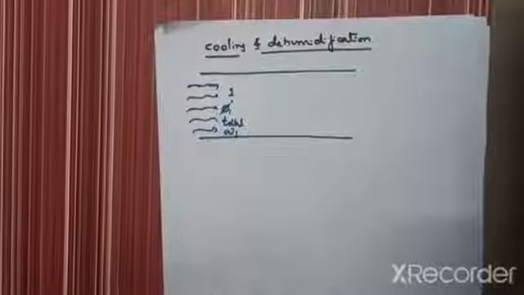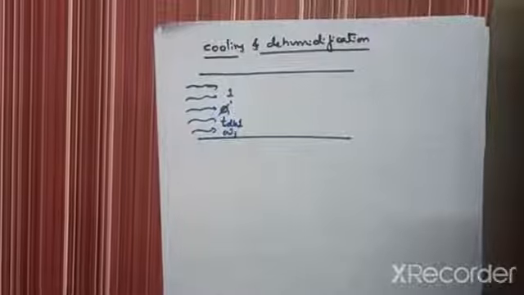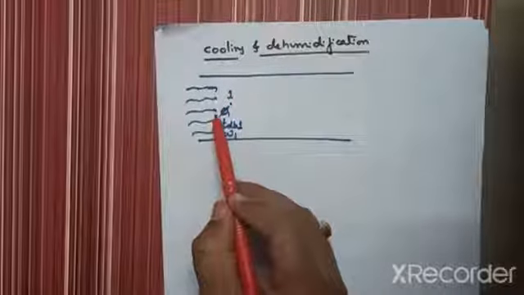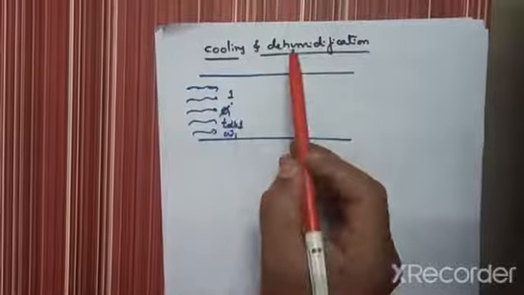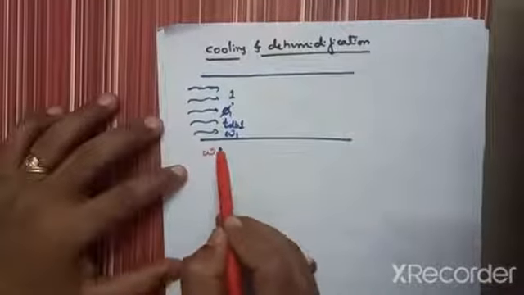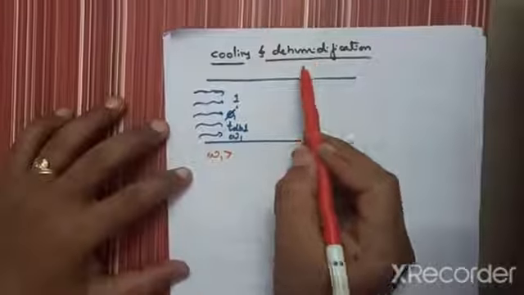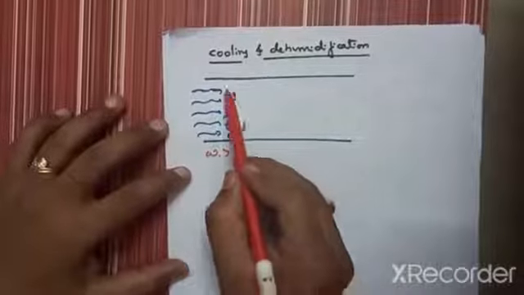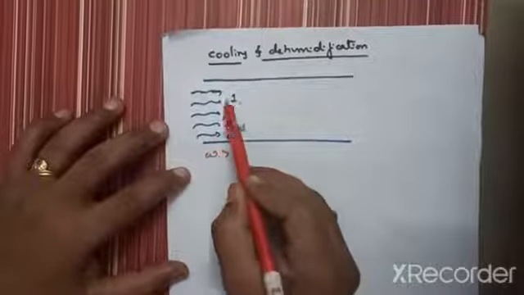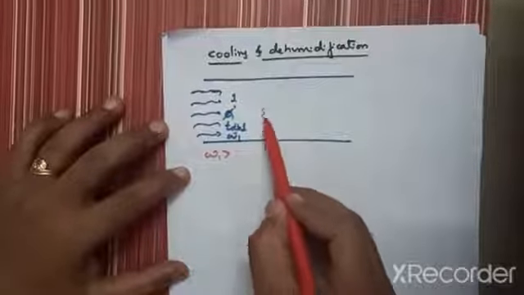Now to remove the water content, that is called dehumidification process. Here we need to cool the temperature of the air. Simultaneously you have to remove the water content. Here the water content at point number 1 is more. That is the reason you are doing dehumidification process. Now this high temperature and high moisture content air is passed to the evaporator cooling.